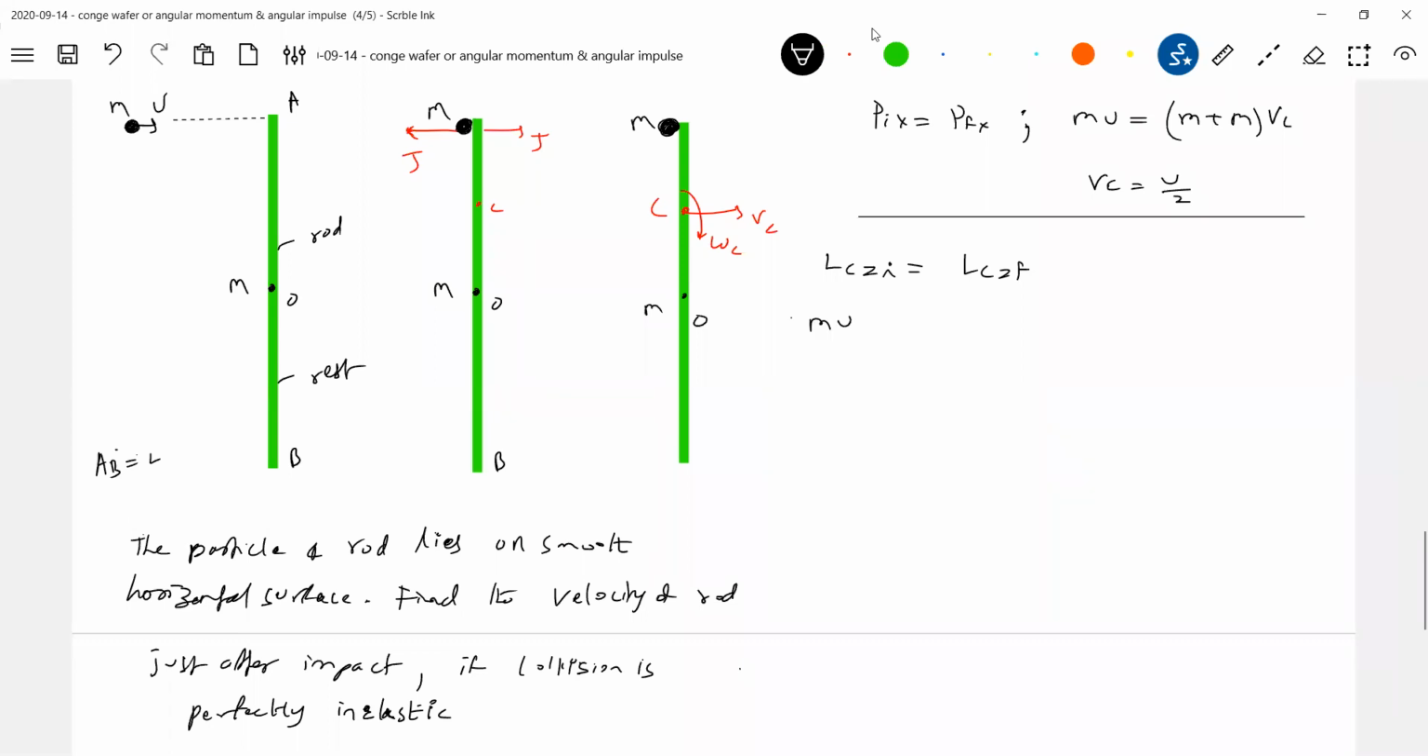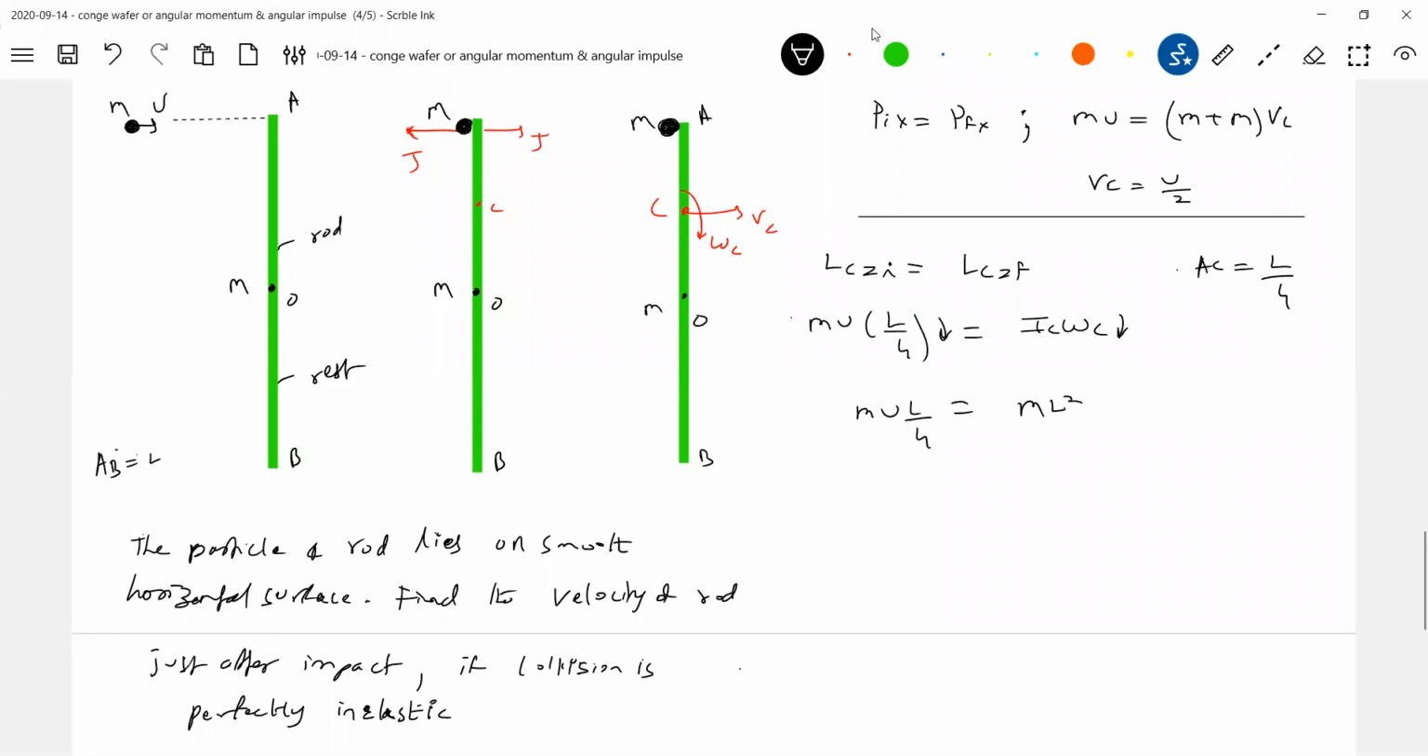What can be the distance AC here? AC should be equal to L by 4. So mu L by 4 is the initial angular momentum, clockwise. Final angular momentum is I_C omega_C. And what is I_C?